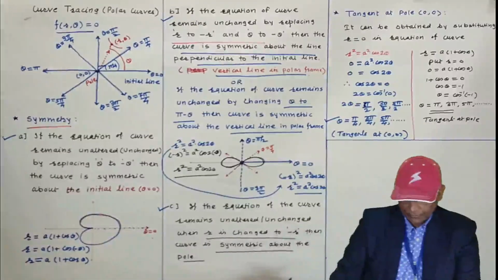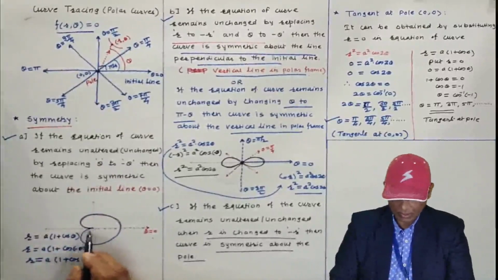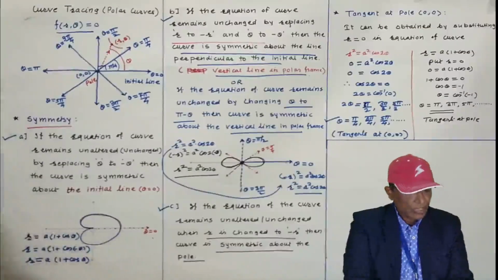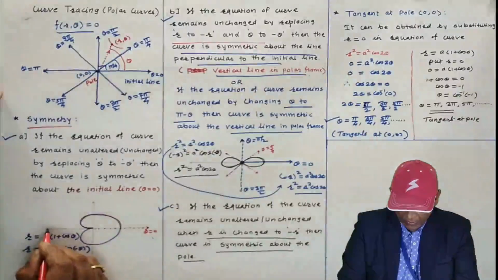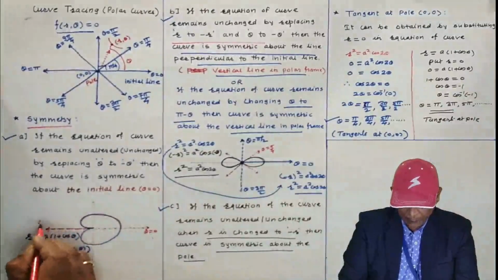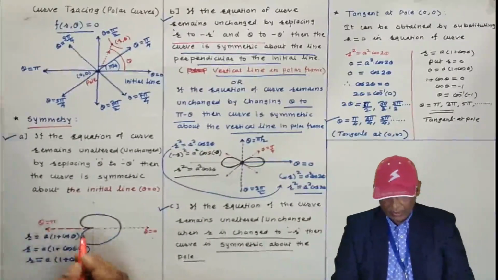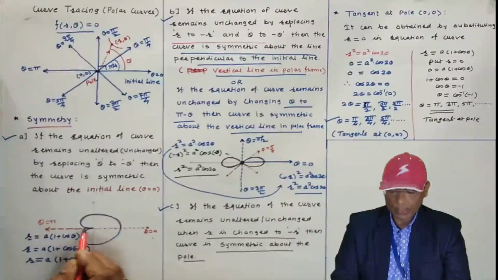Now, if you look at this curve, then what is theta equal to pi? Theta equal to pi is this line. This dotted line is theta equal to pi, and this left hand side dotted line is a tangent to this curve.